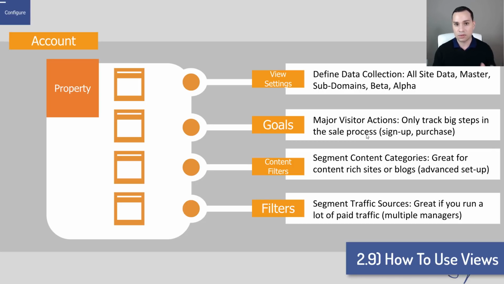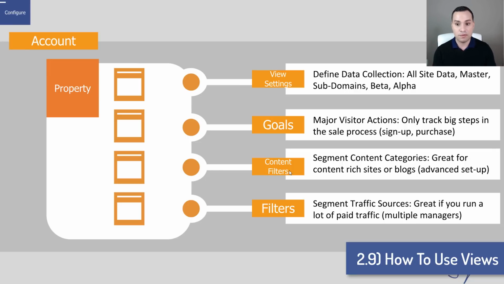So if you want to set up goals for tracking purchases, a goal for a sign-up page or some part of your lead generation process, I think that's okay to add to your master view. As soon as you start creating filters or playing with subdomains, create a new view. And this is where beta and alpha comes in.